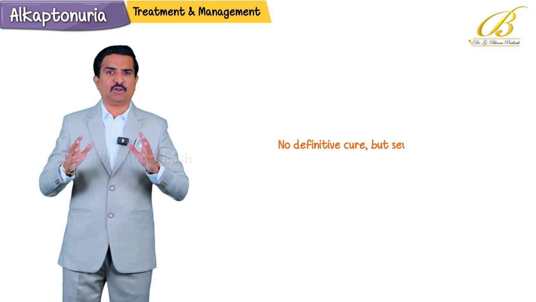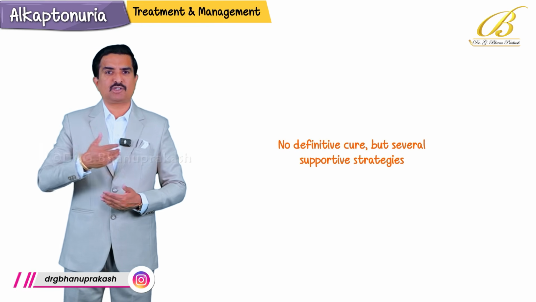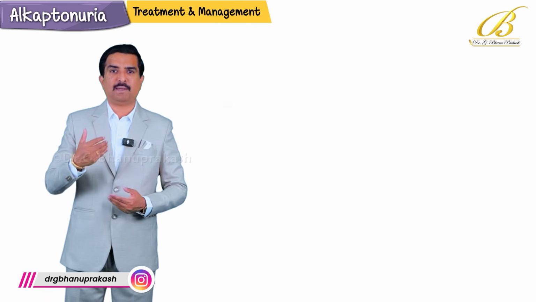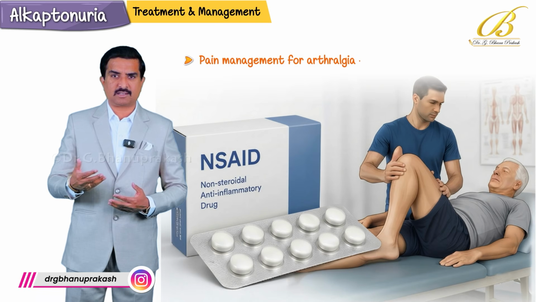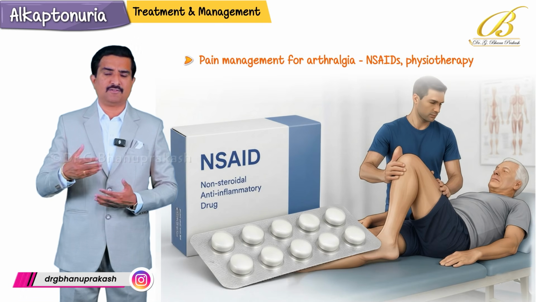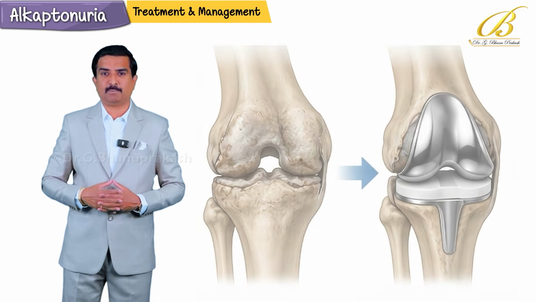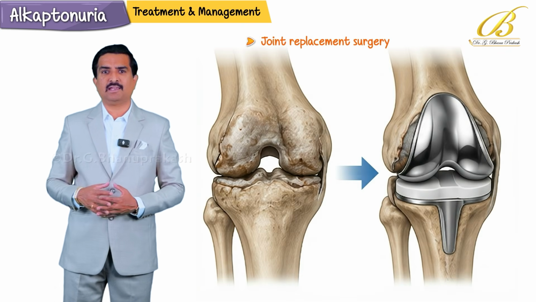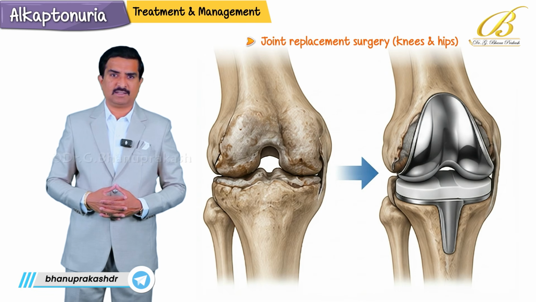Now finally, let's talk about the treatment and management. There is no definitive cure for this condition, but several supportive strategies help to manage the disease. Pain management for arthralgia can be done using NSAIDs, and physiotherapy may give some relief. Next, an important one is joint replacement surgery, especially in advanced cases, in the knees as well as the hips.